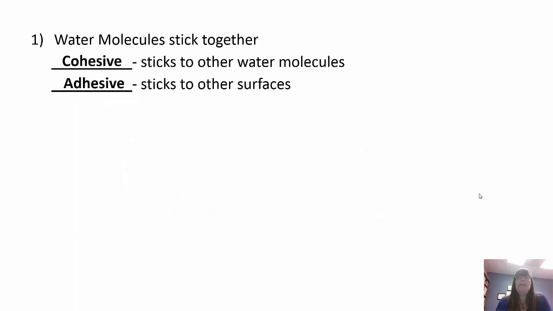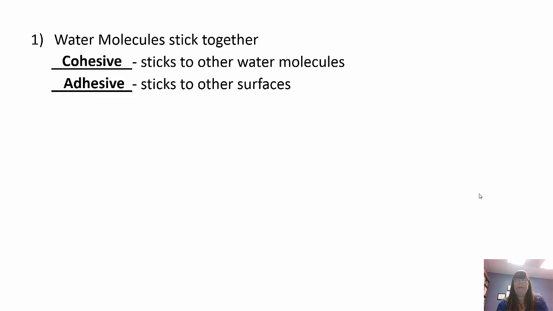Water has cohesiveness and adhesiveness. Cohesiveness helps it stick to other water molecules. Adhesiveness helps it stick to other surfaces. Now these are very important because that cohesiveness also forms what's called surface tension, which is important as well. But the cohesiveness, those water molecules sticking together, allows it to travel. The adhesiveness that it sticks to other surfaces also allows it to travel.